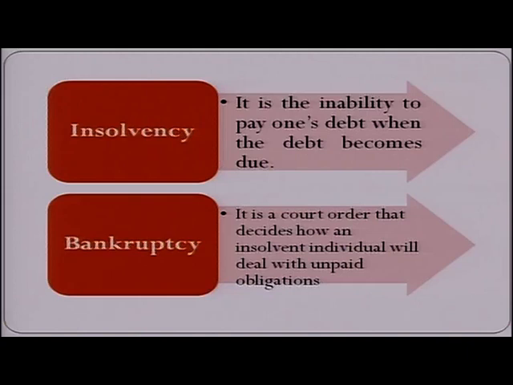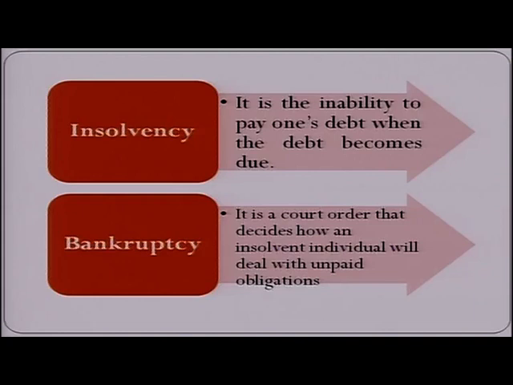Before we begin, let's look into the terms that are essential to understand the entire scheme of the code. The first term is insolvency and the other term is bankruptcy. We have to understand, is it the same thing or do they have different meanings? Insolvency is the inability to pay one's debt when the debt has become due. It means that when a corporate person is unable to pay his debt and the debt has matured, then any creditor or the corporate debtor himself can initiate the insolvency process against the corporate debtor.